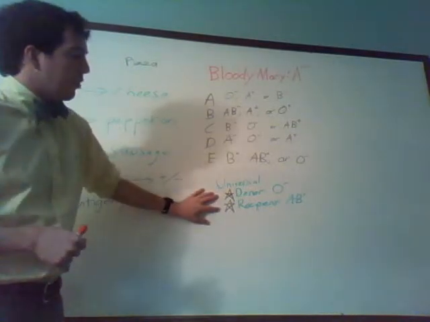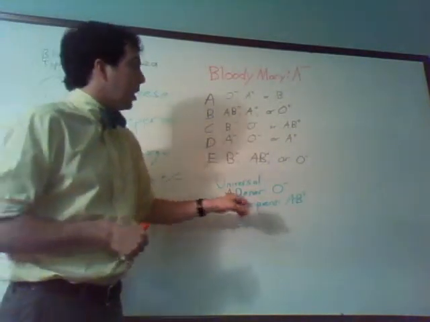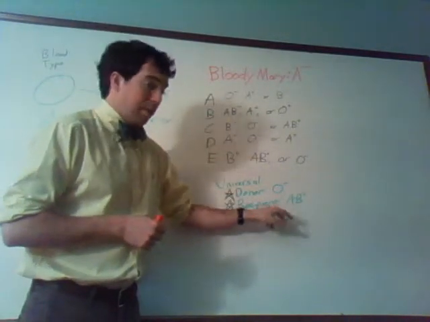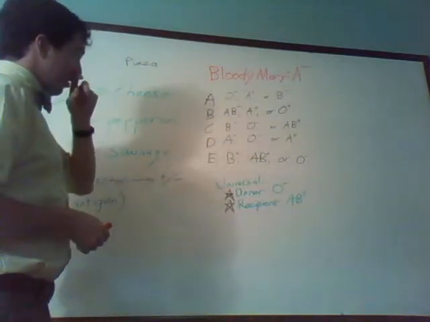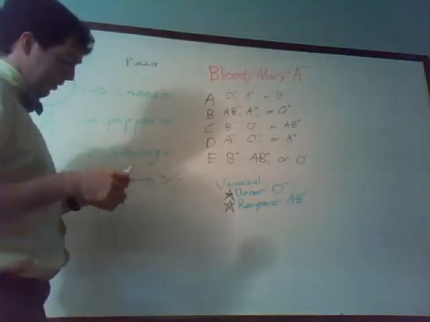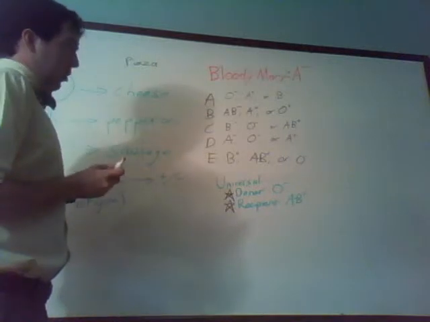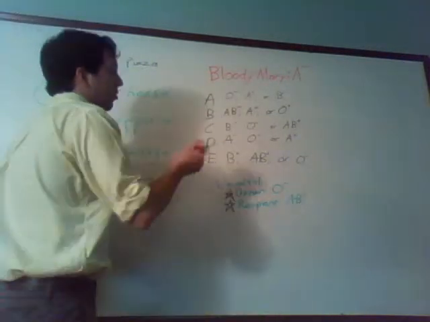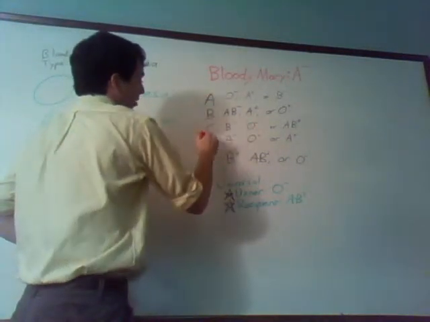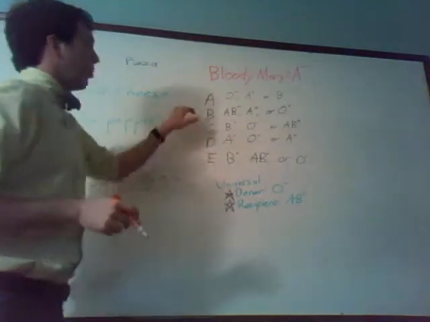This is a side note: universal recipient, also a high yield topic but not relevant for this problem, is AB positive. So let's go through. Anything that has the O negative listed there is going to be something that she could have received that wouldn't have killed her. So we can go ahead and mark it off. It's going to be A, C, D, and E. So you're left with just B.